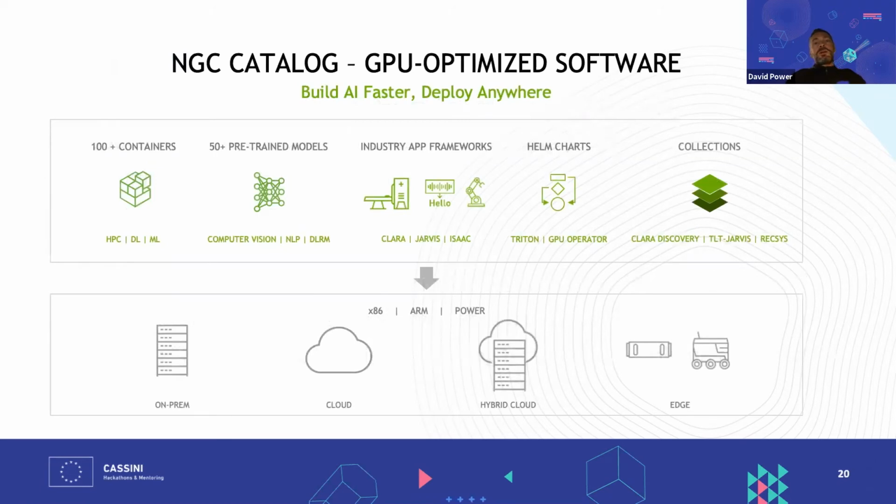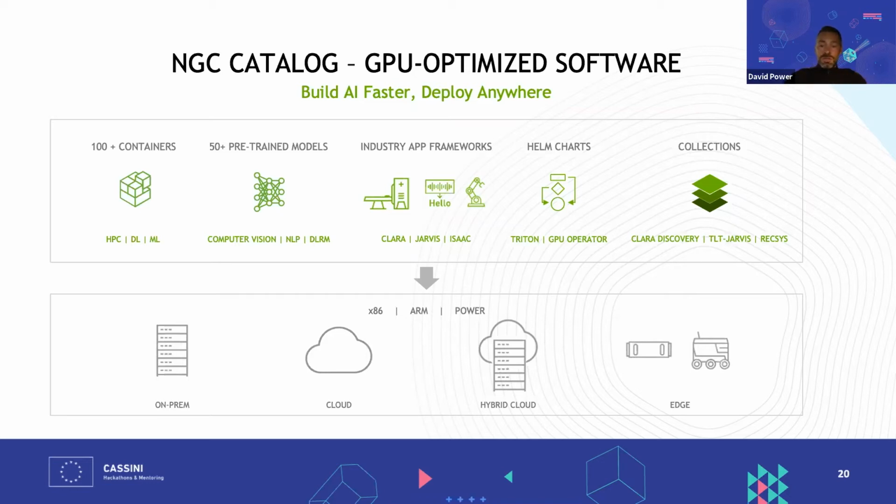Okay, and yeah, I've mentioned the NGC Catalog. This is essentially a registry of containers, pre-trained models, application frameworks, Helm charts and collections, which are all freely available to go and download as part of this hackathon. So we can go in and use Docker to pull, or Kubernetes to pull these containers, and even possibly pre-trained models if they're appropriate, and just start using and running them within the research environment that we're providing.